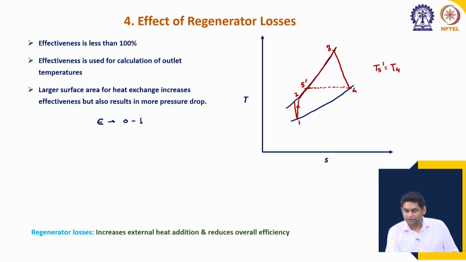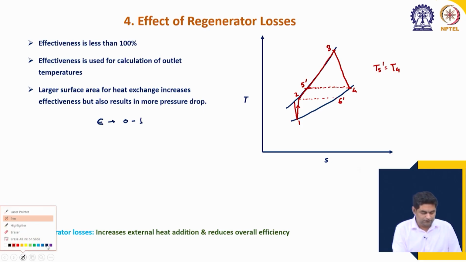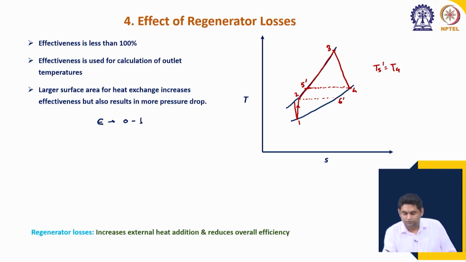So, if we assume equal Cp, the temperature decrease at the gas side will be from 4 to 6 dash, but in reality there is slightly less increase in the temperature. So, let us say that we go up to 5, which is lower than T5 dash, and as a result on this side we go up to 6.